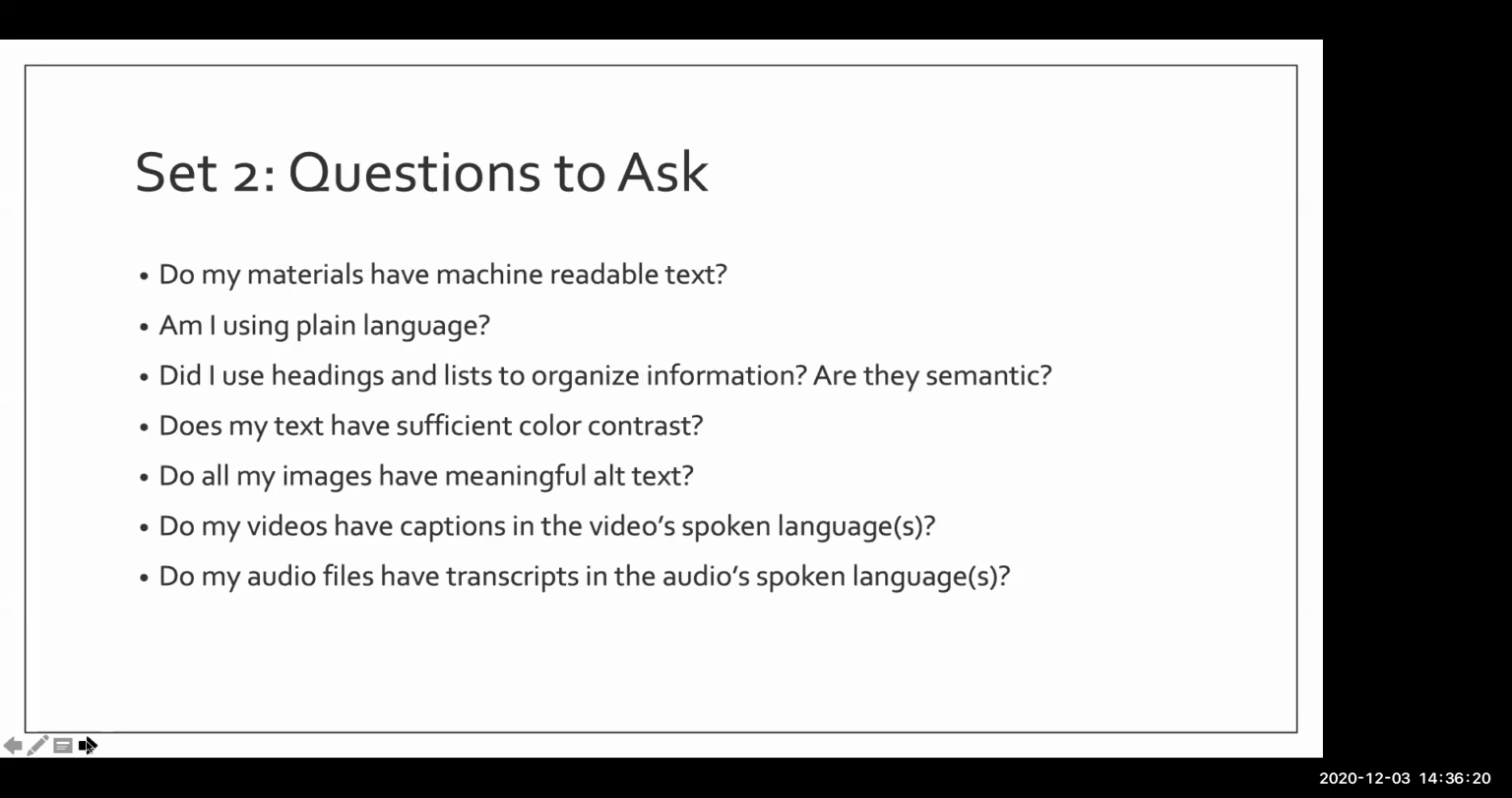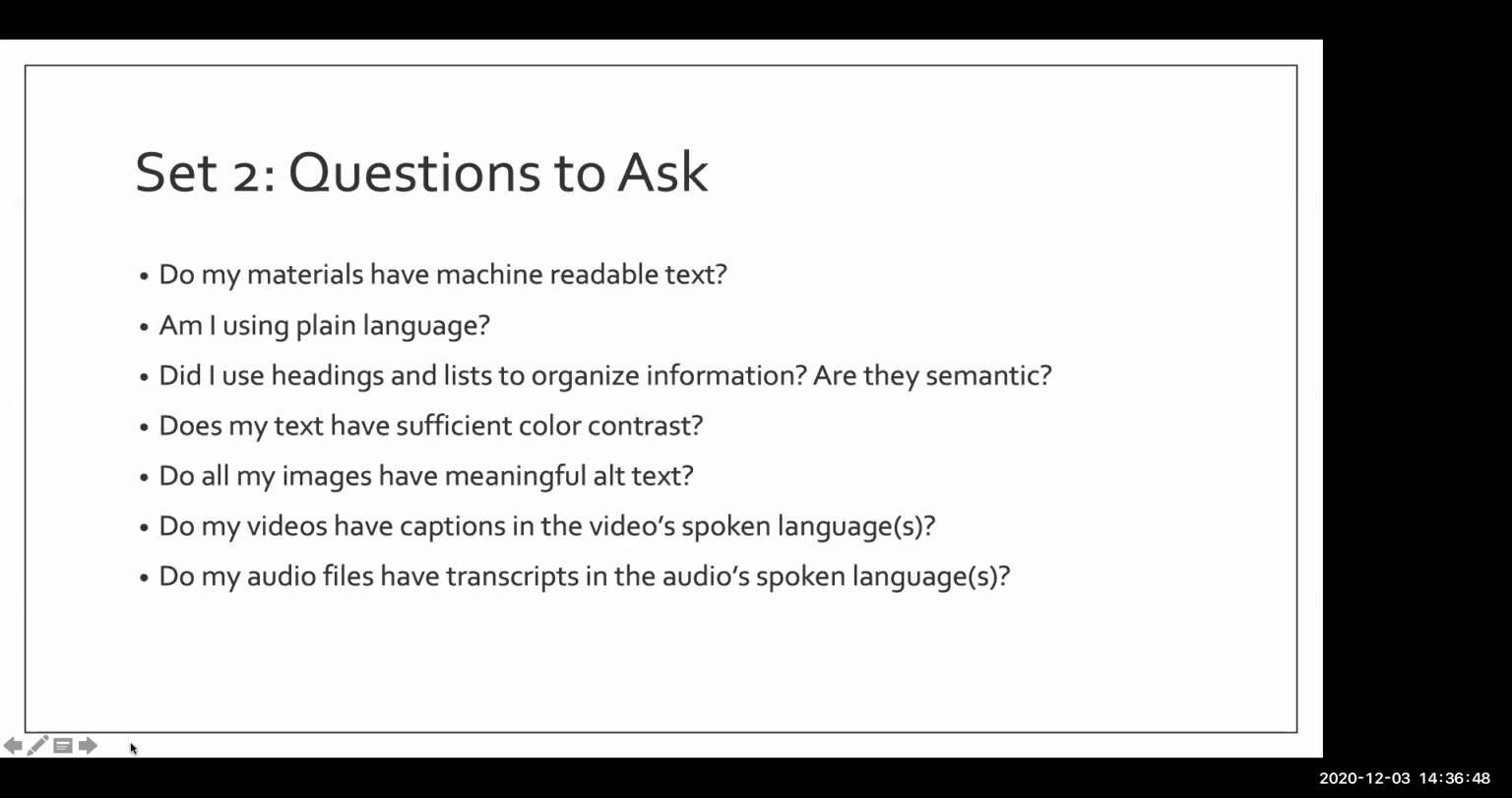So we've talked through some of the ways to think about and check for accessibility in content. Again, to recap what we just went through, what are the questions that you can ask? So ask, do my materials have machine readable text, right? Is software going to be able to interact with that? It's also going to improve your search engine results.